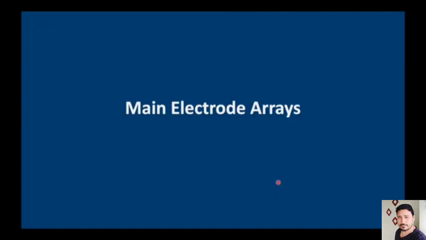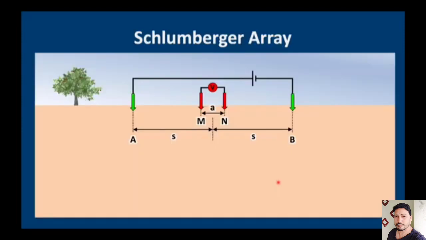Let's have a look at our main electrode arrays. Electrode arrays are the way we position our current and potential electrodes. This configuration is called the Schlumberger array. In the Schlumberger array, the distance between A and B, the 2 outer electrodes, has to be at least 5 times the distance between M and N.